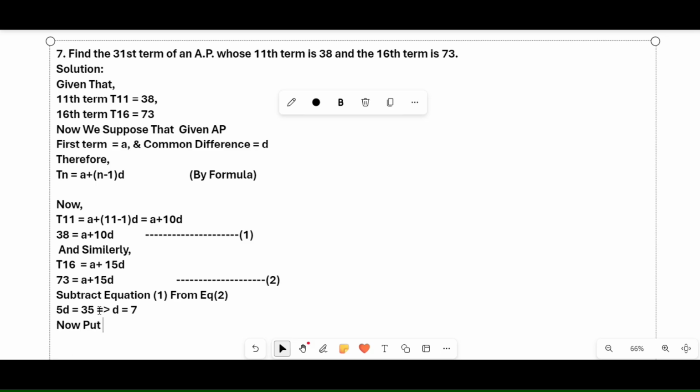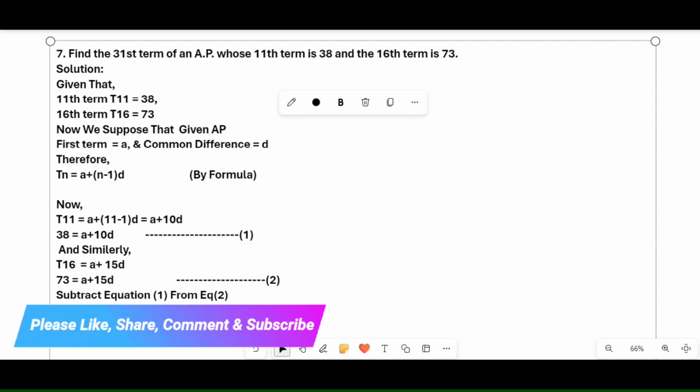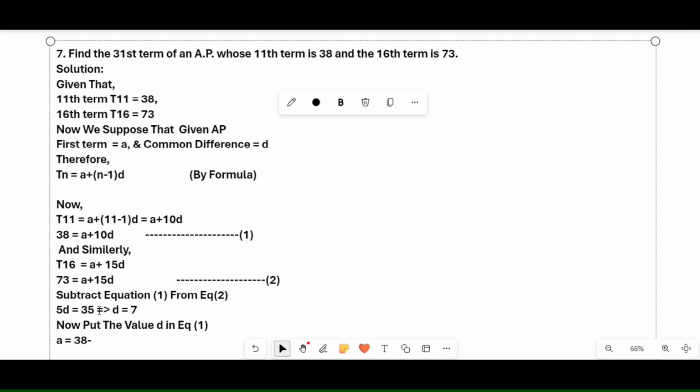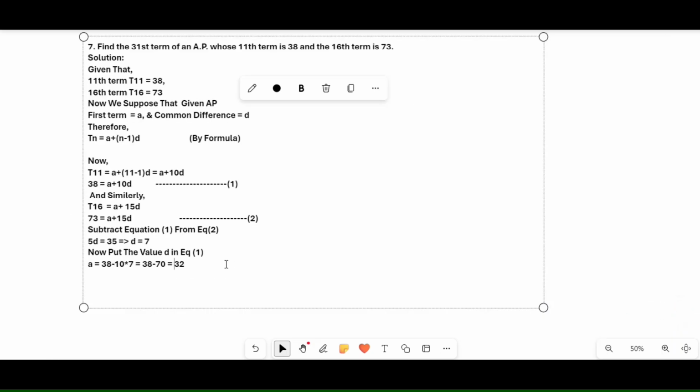Now put the value of D in equation 1. So A will be 38 minus 10D, D is 7, so 38 minus 70, which is equal to minus 32. So A is minus 32.